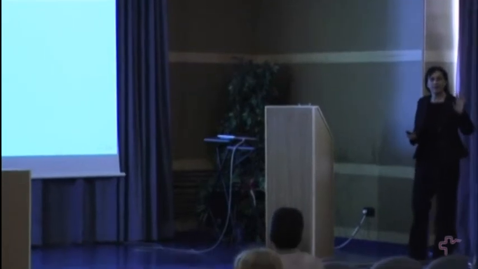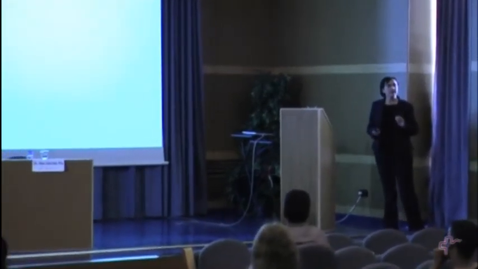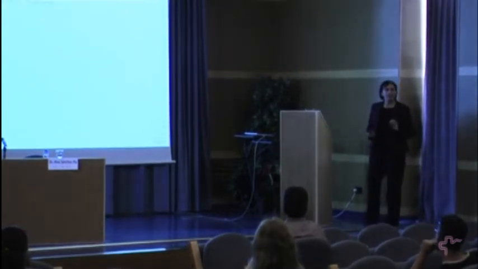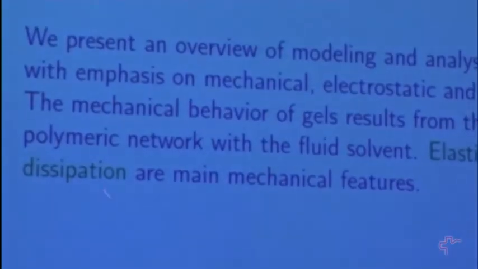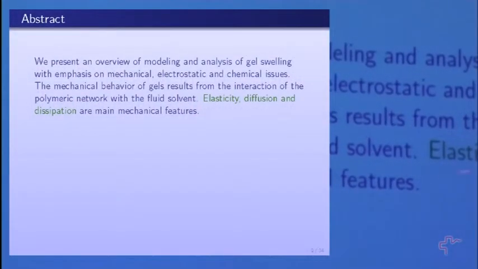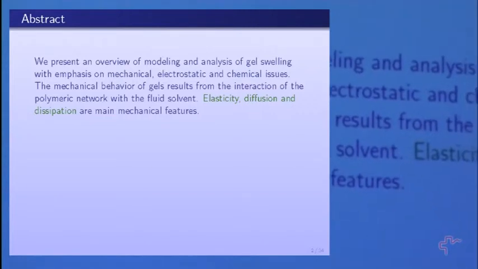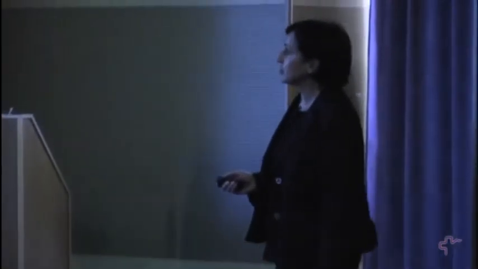I must tell you, if there is an equation, there are very few, it's going to be a tool to explain some mechanism. So I'm going to look at gel swelling with emphasis on mechanical, electrostatic, and chemical issues. First of all, the mechanical behavior of gels results from the interaction of the polymeric network with the fluid solvent. Elasticity, diffusion, and dissipation are the main mechanical features. So right now, for us, a gel is a polymer network that can take a solvent, and it's going to be water in our applications.